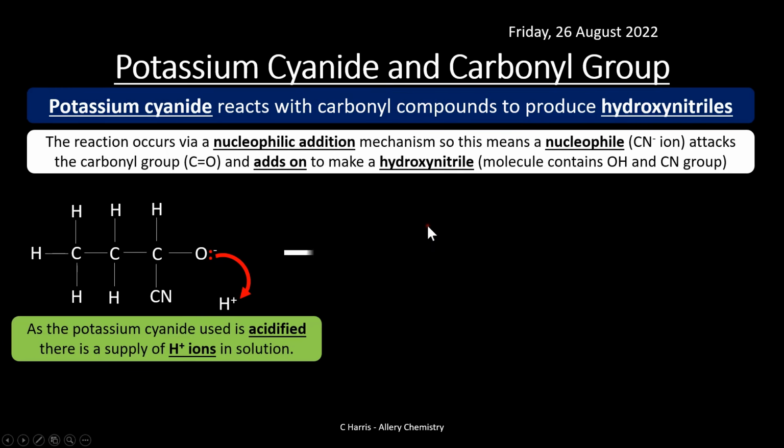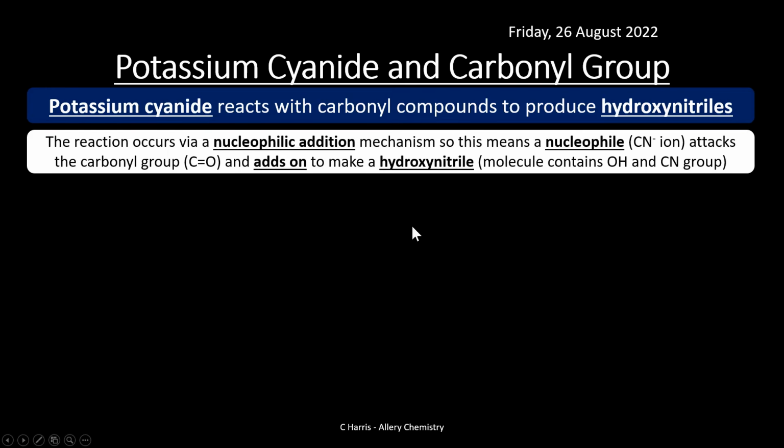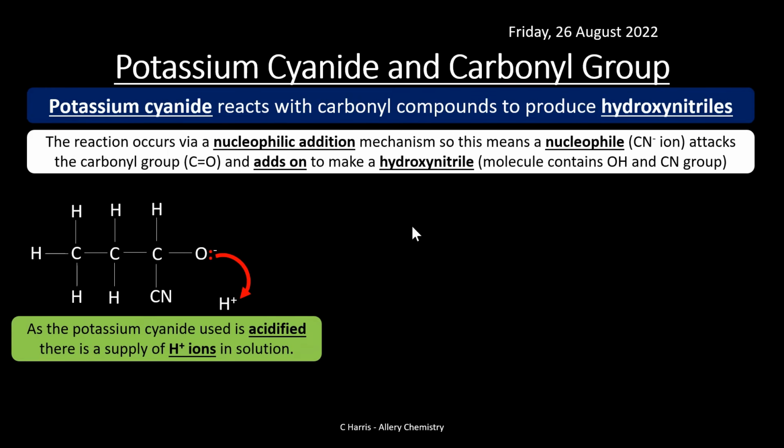Okay, so let's finish off this mechanism. Okay, so then what you've got is this O minus, this intermediate, will react with the H plus ions that are in solution anyway because it's acidic. When we dissolve this in acidic solution, it's the acid that will provide a source of H plus ions.